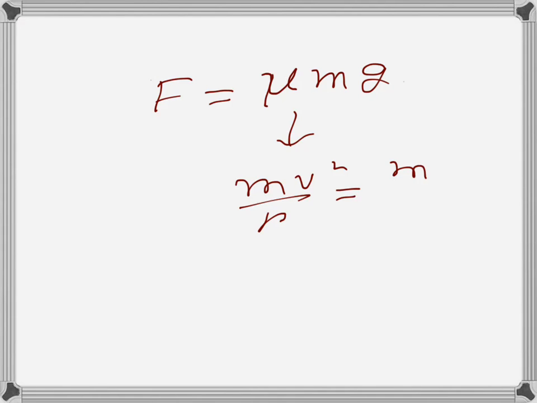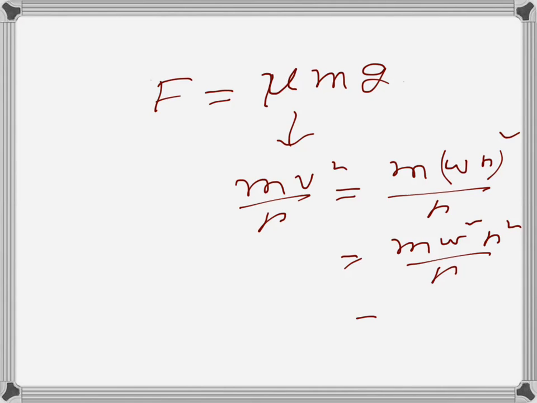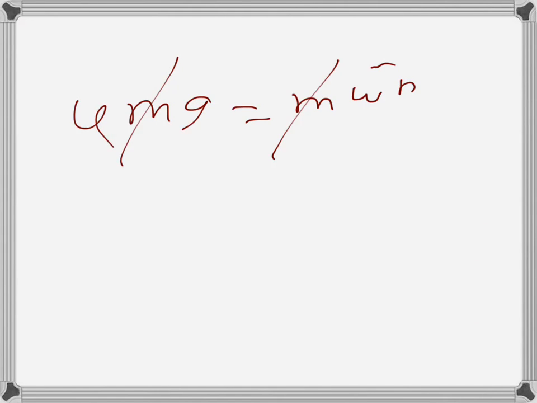V is omega r, the velocity, which is angular velocity times radius, so that much. We don't need to find velocity here, we can just use the angular velocity value which we have. So this is becoming m omega square r. So we have to equate these two, mu m g equals m omega square r, this much. So we can see that m is getting cancelled.